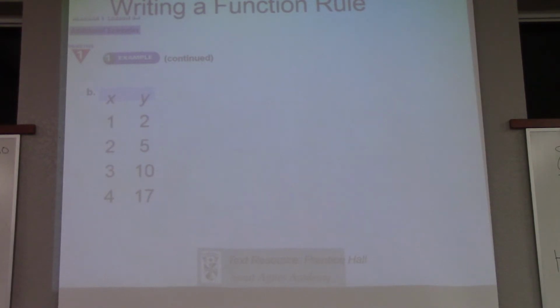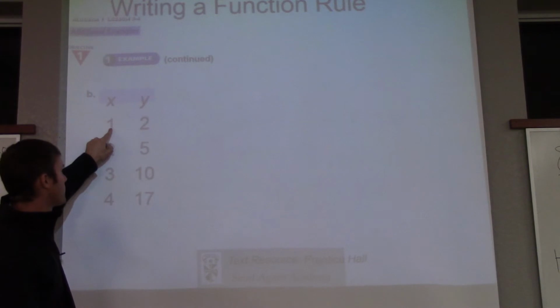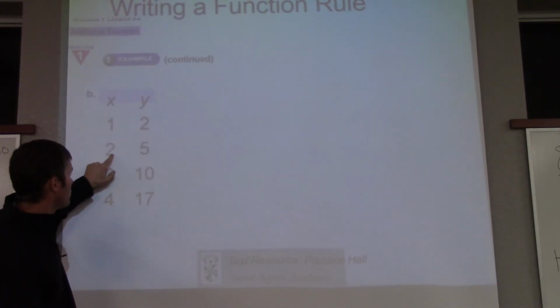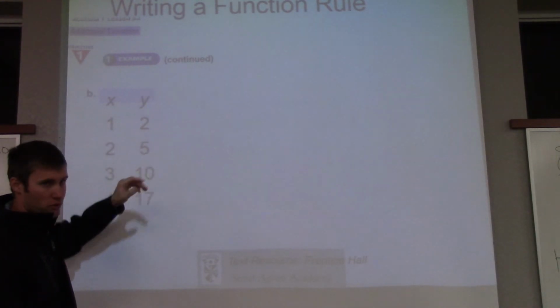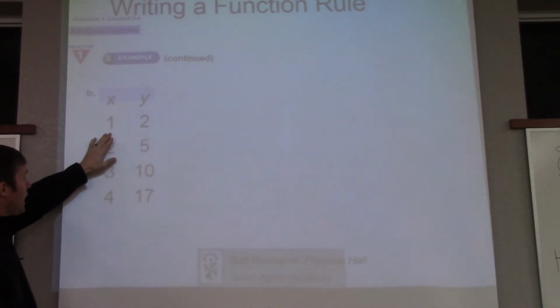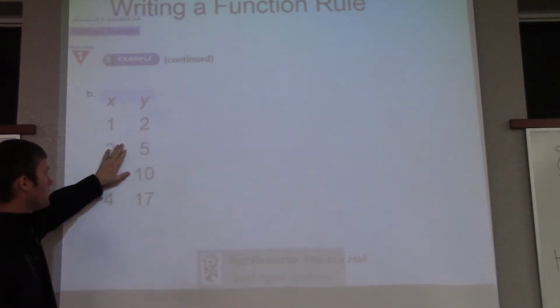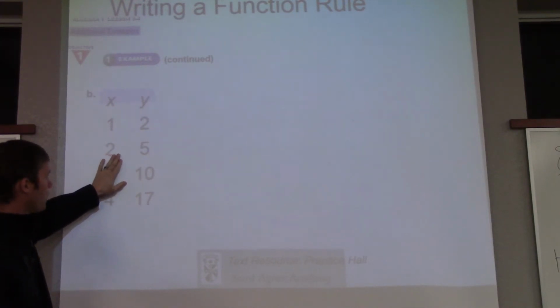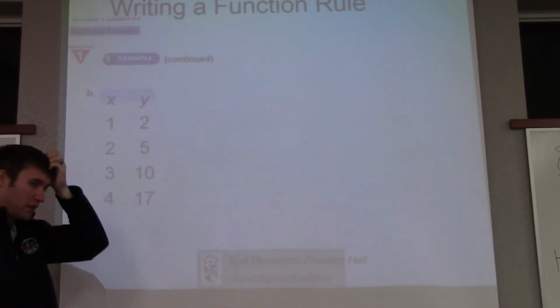Another rule, okay, what could we do? Well, I can multiply by 2. 1 times 2 is 2. Does 2 times 2 equal 5? No, so that doesn't work. I could add 1. But does that work? No, because 2 plus 1 doesn't equal 5.